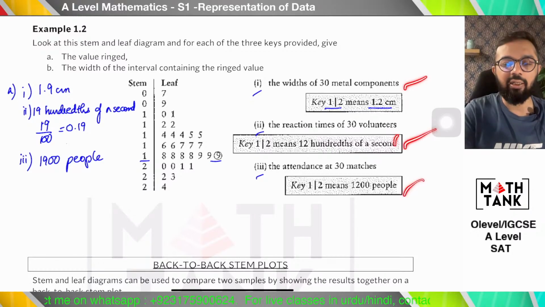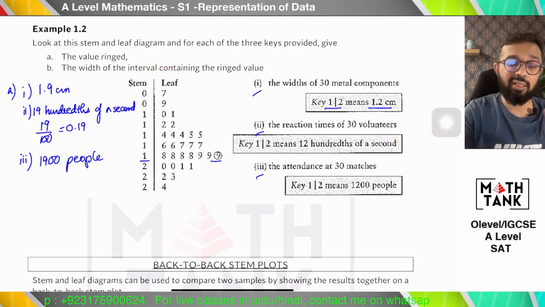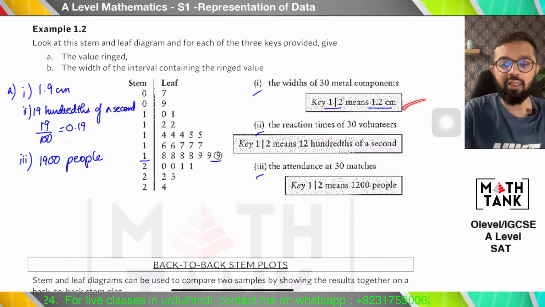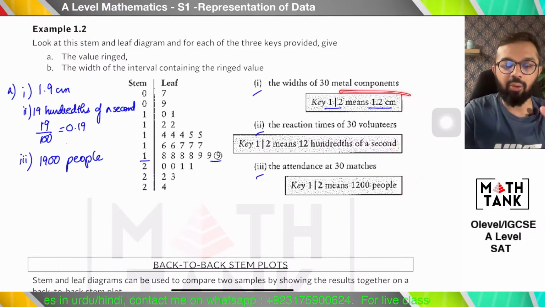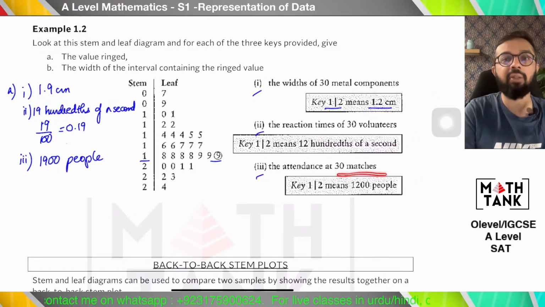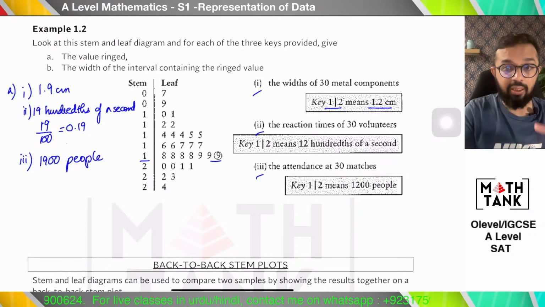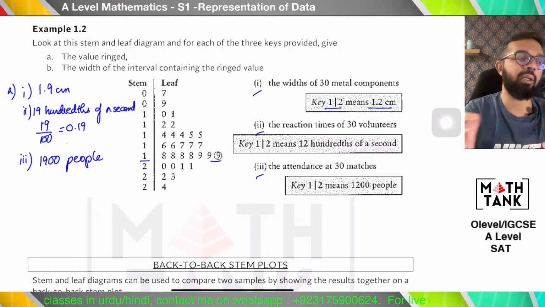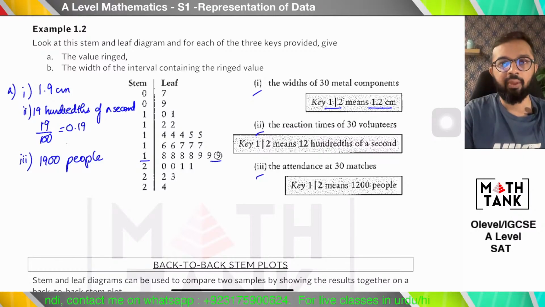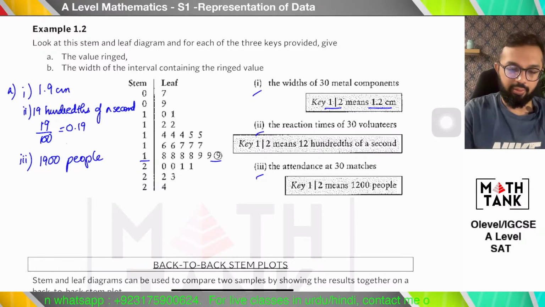सो ये अलग अलग डेटा सेट्स हैं, 3 बंदों ने अलग अलग डेटा सेट को कंपाइल किया, सबका स्टेम एंड लीफ डायग्राम एक जैसा दिख रहा है लेकिन सबकी कीज अलग अलग हैं। एक बंदे ने मेटल कंपोनेंट्स का डेटा कलेक्ट किया था, एक ने 30 मैचेस का डेटा कलेक्ट किया था। Okay, so you can have the same stem and leaf diagram but different keys and they would be completely different data sets then.